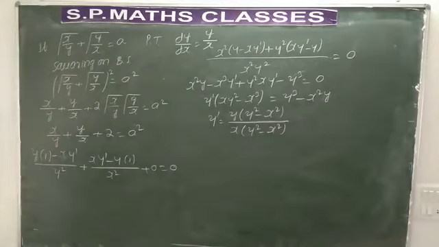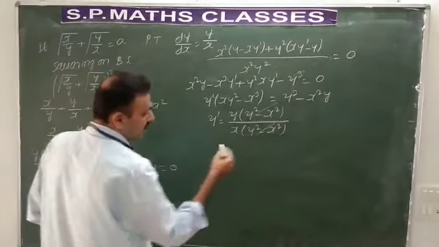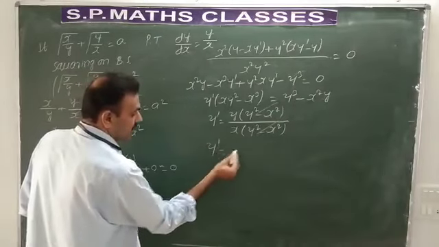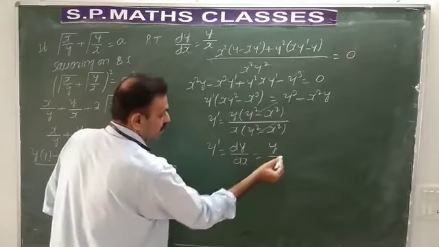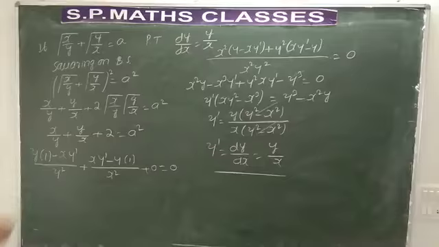So now what happens? y squared minus x squared cancels, you are getting y dash. That is nothing but dy by dx is equal to y by x. That's what the answer required. You have to prove dy by dx as y by x. So hope you have understood this problem.